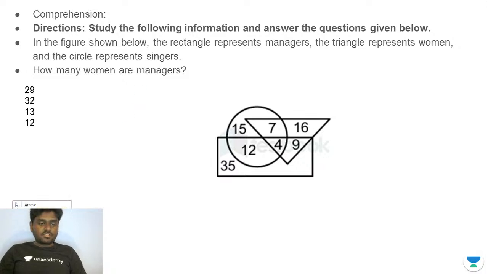So this is my very first question here. They have said you need to study the following information and answer the questions given below. The given figure shows the rectangle which represents managers, the triangle which represents women, and the circle which represents singles. Listen carefully. You are asked to find how many women are managers. That's your ultimate question here. Come on, guys, try to do this.